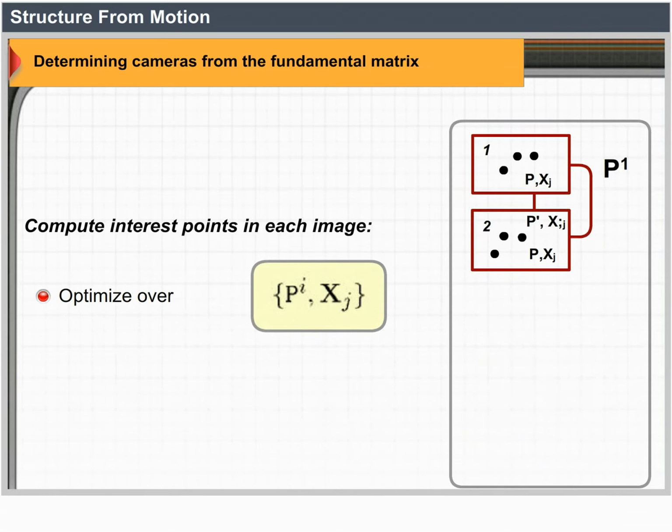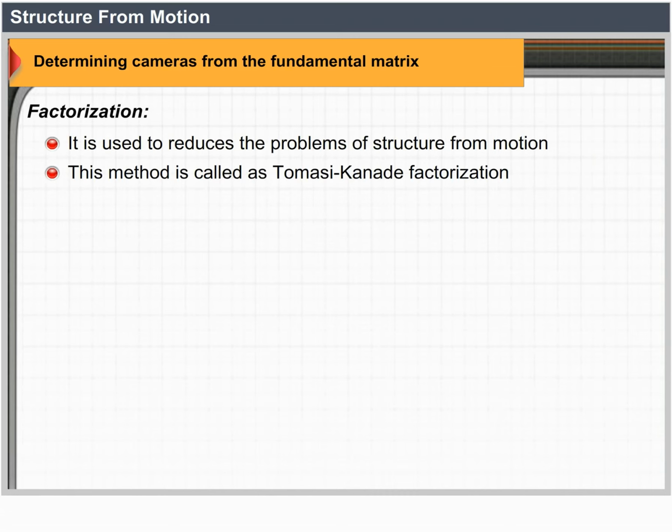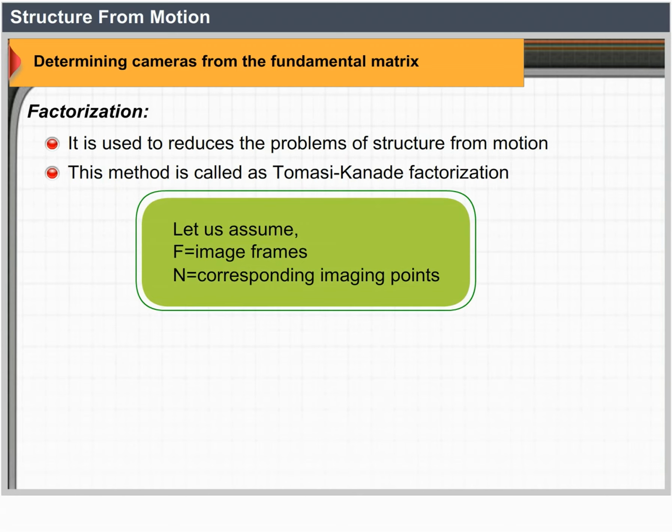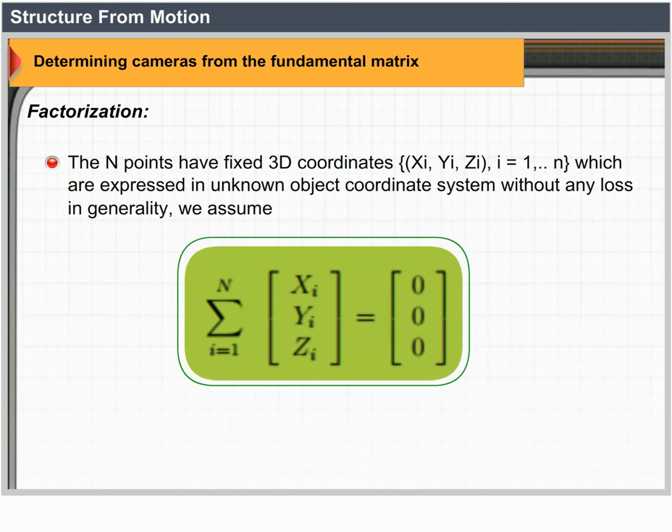Factorization. It is used to reduce the problems of structure from motion. This method is called Tomasi-Kanade factorization. Let us assume F equals image frames and N equals corresponding imaging points. The N points have fixed 3D coordinates xi, yi, zi, where i equals 1 to N, which are expressed in an unknown object coordinate system. Without loss of generality, we can make the assumption as shown on the screen. That is, the origin is at the center of the object.